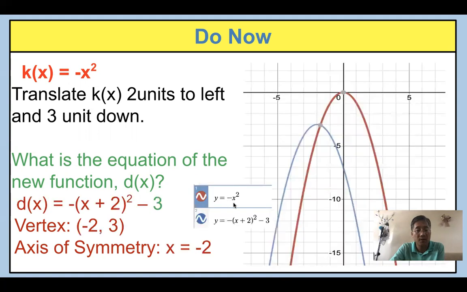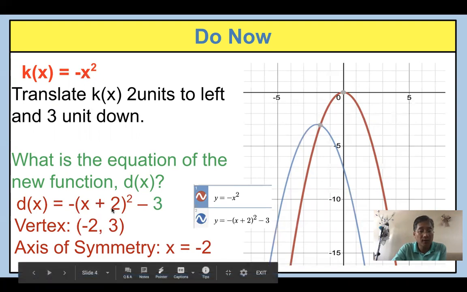Do you remember? x is opposite, so negative 2 becomes positive. x is opposite, y is the same. So 3 units down means negative 3, right? But y is the same, so you just go minus 3. So d of x is negative. Make sure instead of x, you write down x plus 2.